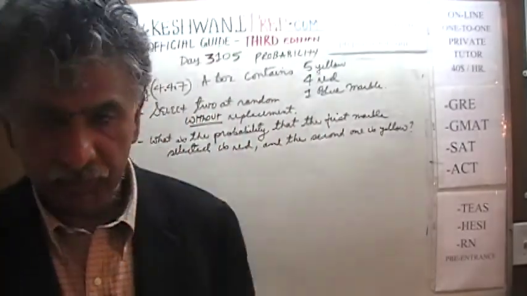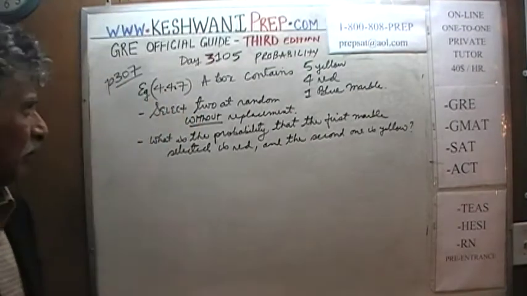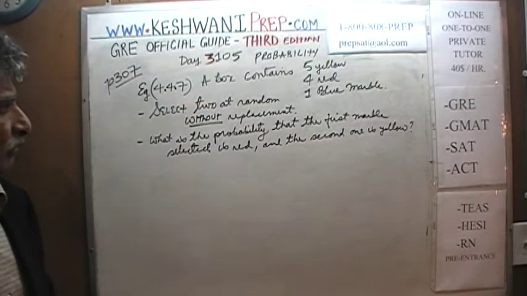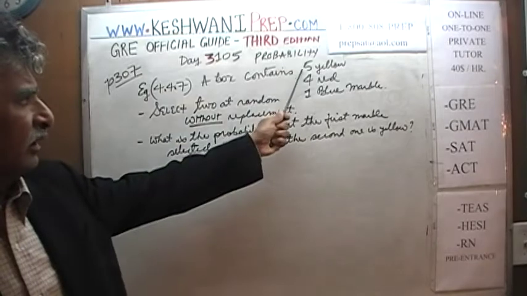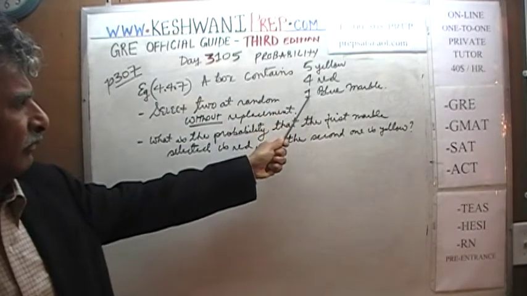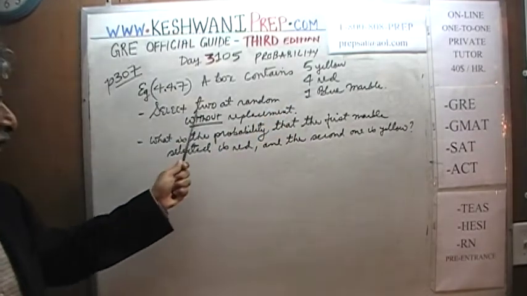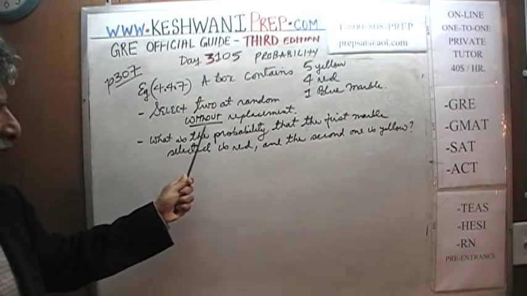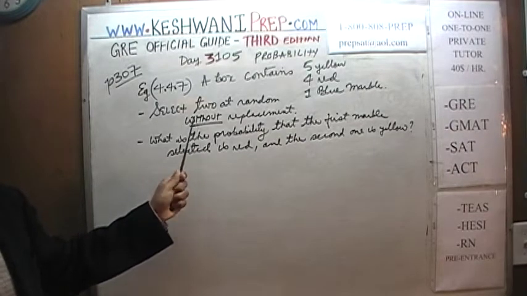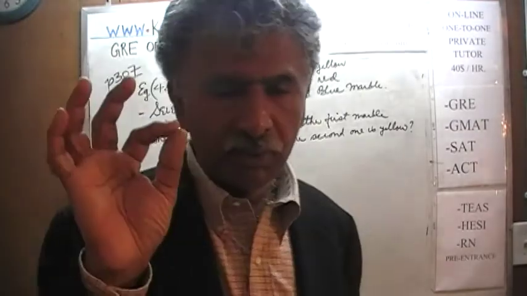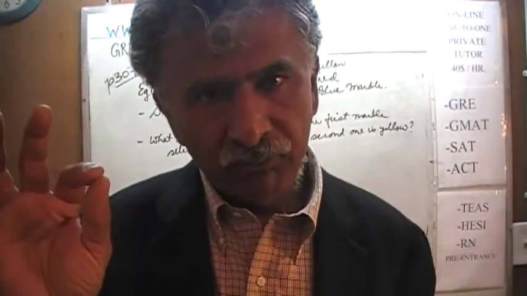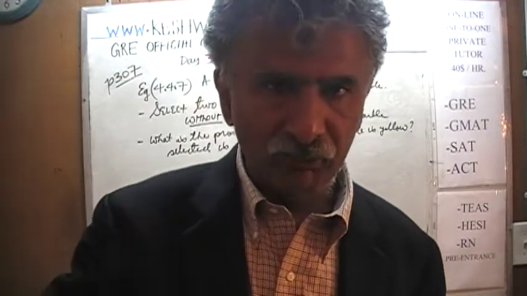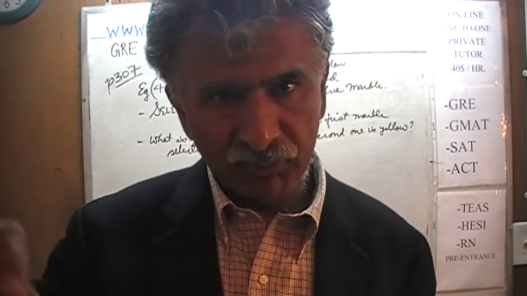Here's what the problem says. We have a box containing marbles of 3 different colors. It contains 5 yellow marbles, 4 red marbles and 1 blue marble. We are to select 2 marbles at random, without replacement. In other words, we select one, record what kind of marble we chose, and we're not going to put it back in the box. We leave it outside the box. It is called without replacement.